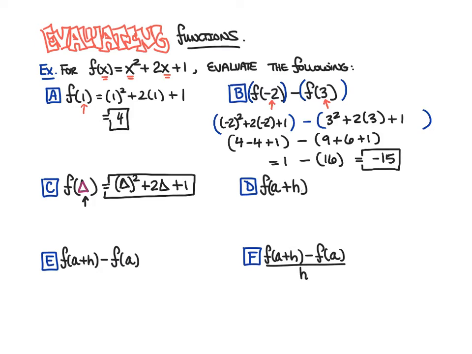So in part D, if I want f of a plus h, the a plus h really serves the purpose of the triangle from part C. So if you were to evaluate this, you're going to take a plus h and put it where the x's were. So it'll look exactly like this.